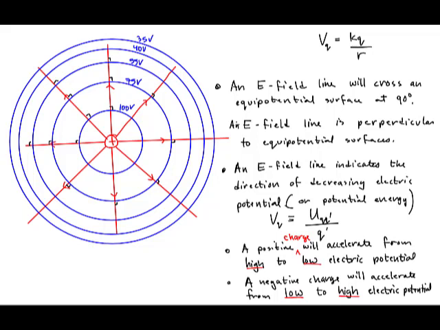So what does this mean? Well, it means that if we had two charges, we'll say we have a positive charge right here and a negative charge right here. Well, the positive charge will accelerate from high to low potential, so that positive charge will begin moving away from the other positive charge, while the negative charge will move towards the other positive charge. Negative charges always behave opposite to positive charges.